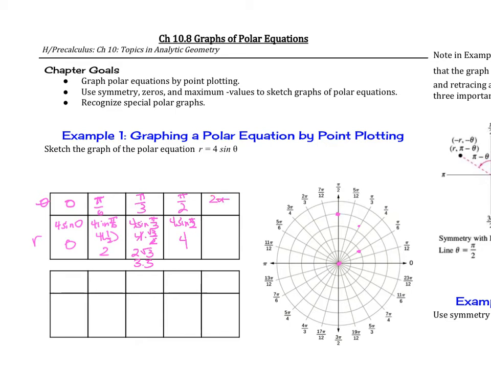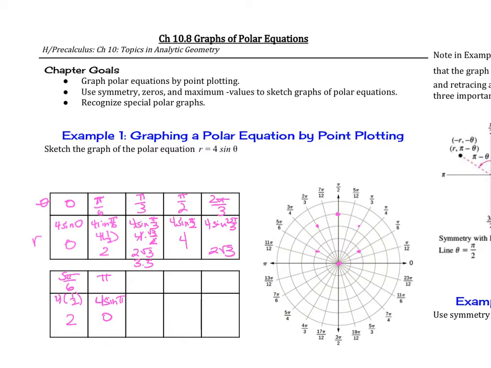Then let's try 2 pi over 3. That's 4 sine of 2 pi over 3. Sine of 2 pi over 3 is again root 3 over 2, so we end up getting the same value, 2 square root of 3, which is 3.5 here. Then we plug in 5 pi over 6. Sine of 5 pi over 6 is a positive 1/2 still, and so the answer is 2. Then if we plug in pi, sine of pi is 0, so 4 sine of pi is just 0. So we're back at that starting point.